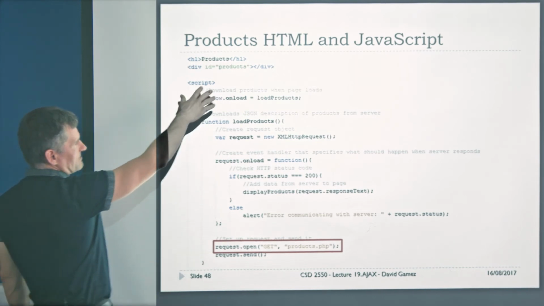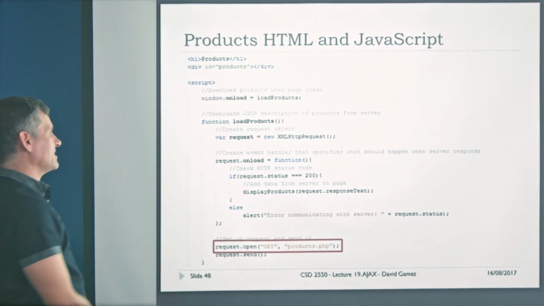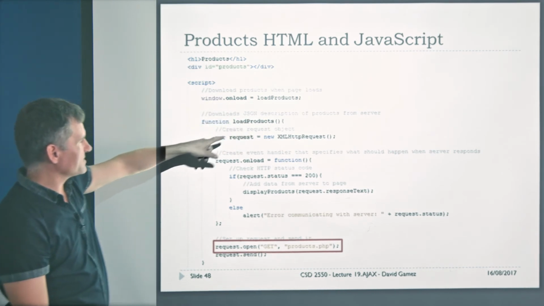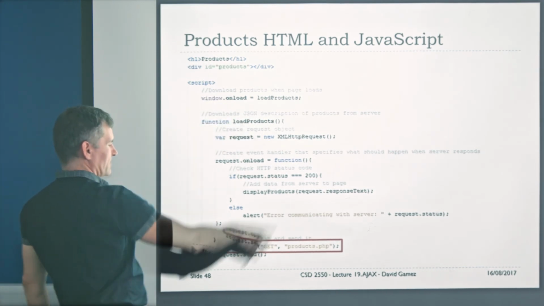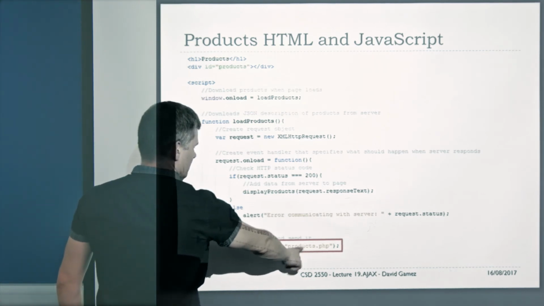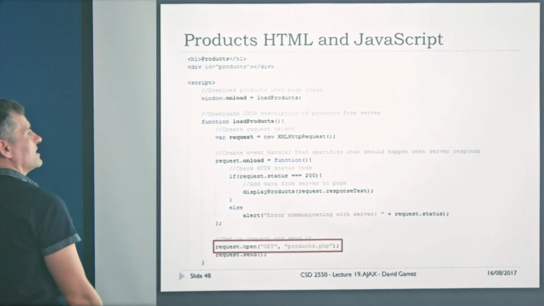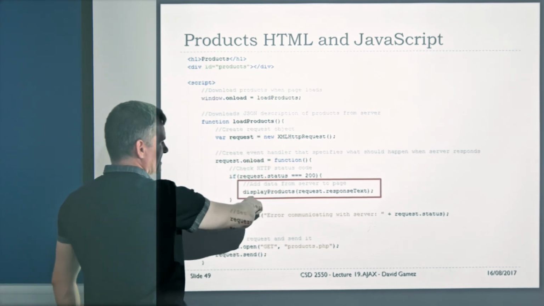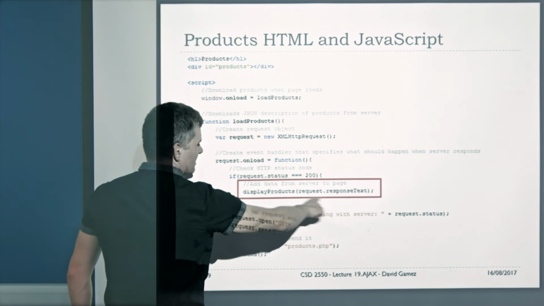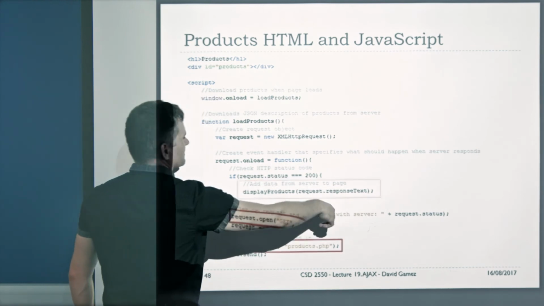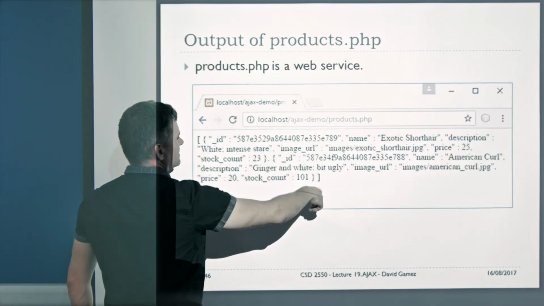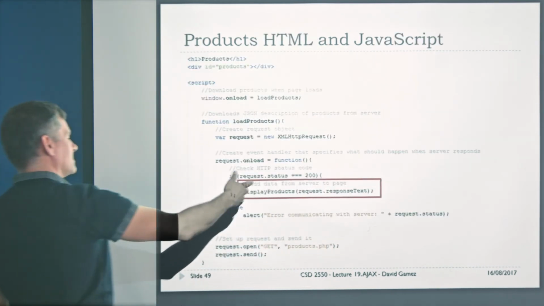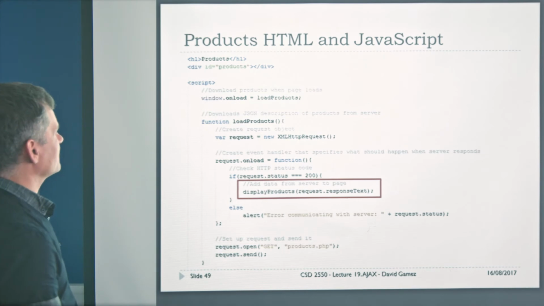So here we have the Ajax part. When the window loads, it calls this load products function, which sets up a request, opens, contacts the products page, and sends it off. When the response comes back from the server, it calls this display products method using the response that's come back from the server. And the response in this case is going to be this stuff here. So we're calling display products with this bunch of JSON that's come back from the server.